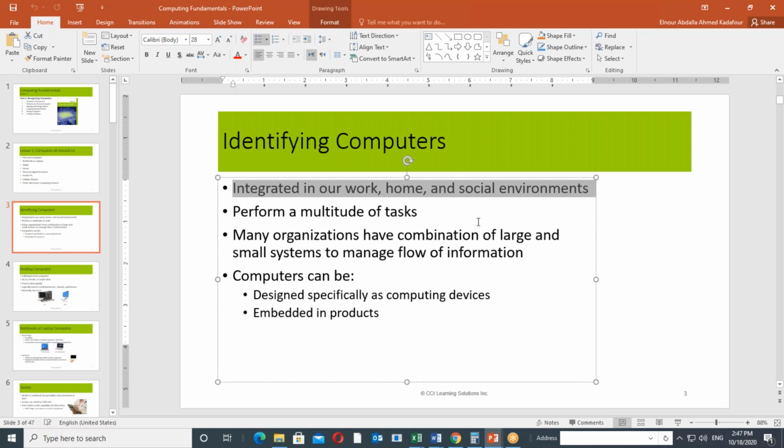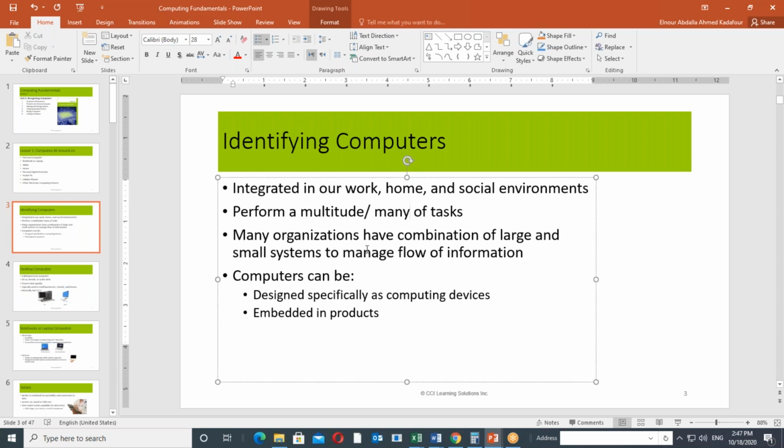I want to post a message or a topic through the internet, through social media, so I need a computer. Any computer performs a multitude of tasks, meaning many tasks. Like what? I'm sending messages, browsing the internet, playing games, watching movies. So this is multitude of tasks, simply many tasks. So it is a computer.